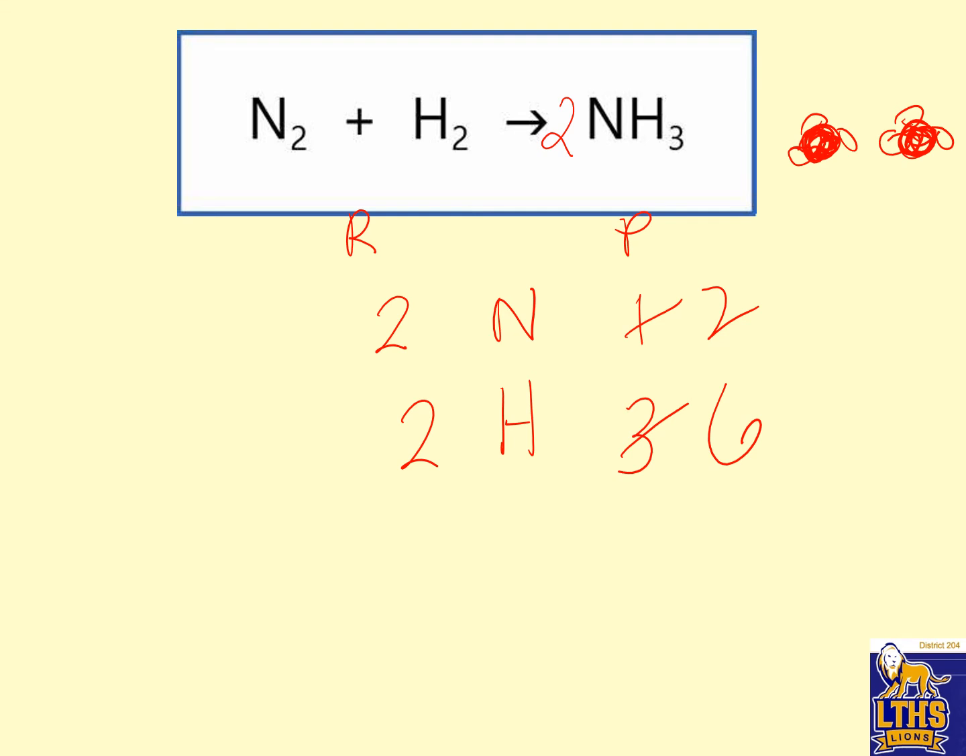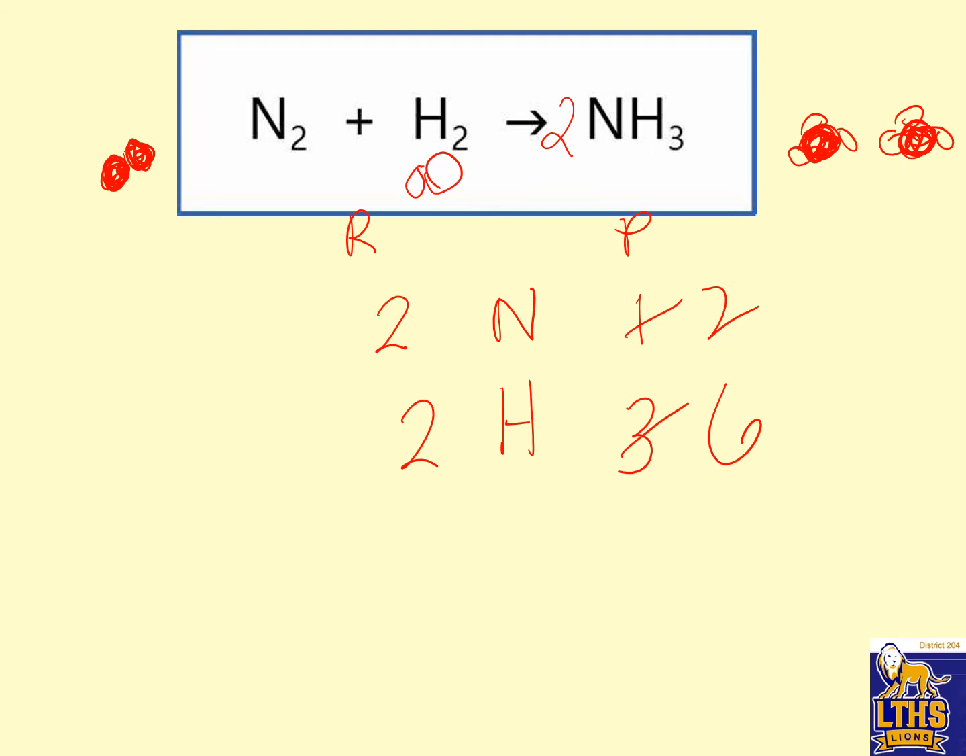Or I could do 2 times 3. That's 1, 2, 3, 1, 2, 3. Now I've got to go to this side, and I have 2 N's, so that's fine. All right. So let's say N was like this, right? Boom, boom, N2. That's what it was, all right? H is H2, right? So I have 2 of those, 2 of those.